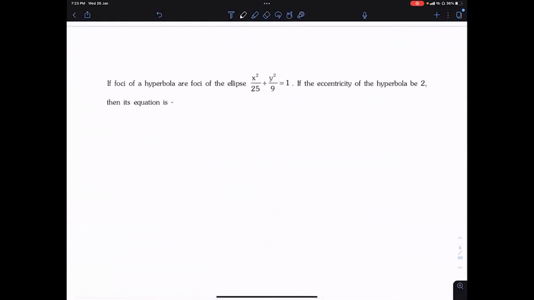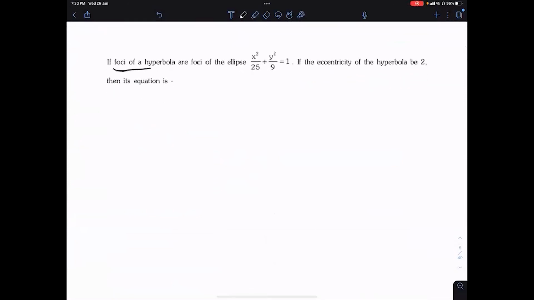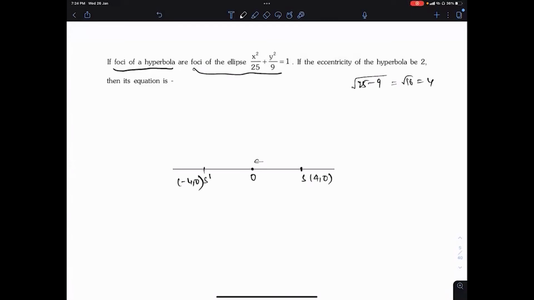Now let us see the first question. The foci of the hyperbola are the foci of the ellipse. I will not draw the ellipse, it will just confuse us. But the foci of the ellipse are S and S dash, let's say. And how far will the foci be here? Root over a square minus b square, that is 25 minus 9, root 16, which is 4. So the foci of the ellipse are 4 comma 0 and minus 4 comma 0. Now these are the foci of the hyperbola. So the hyperbola will look something like this.